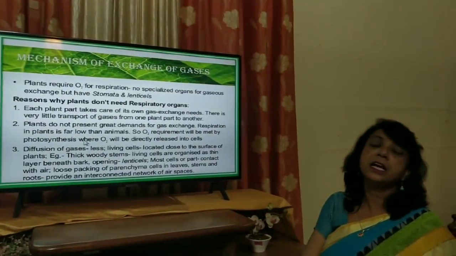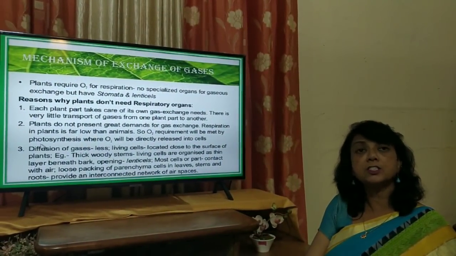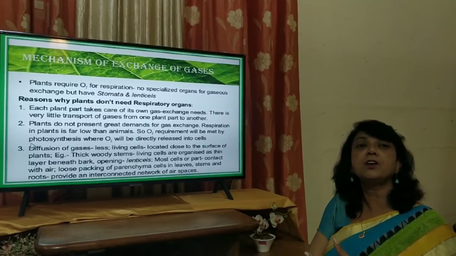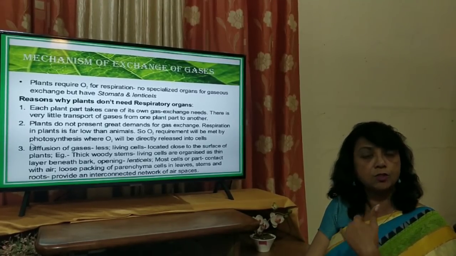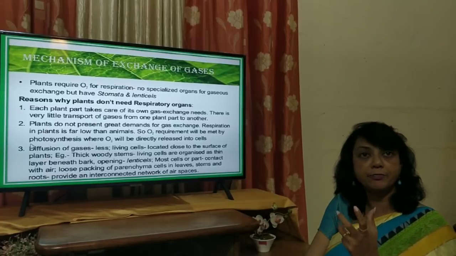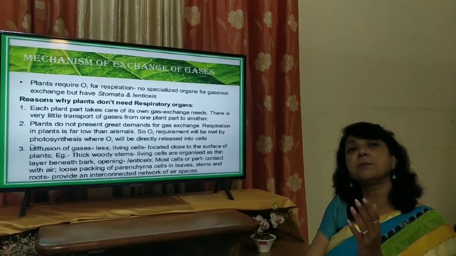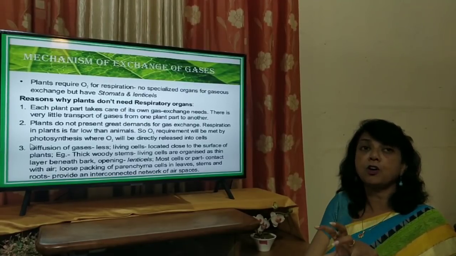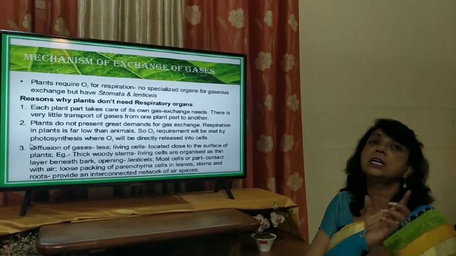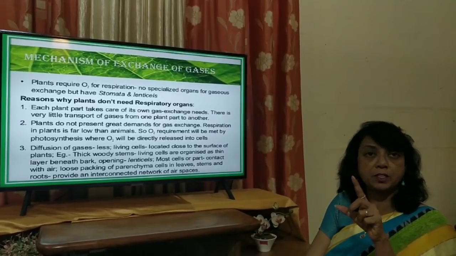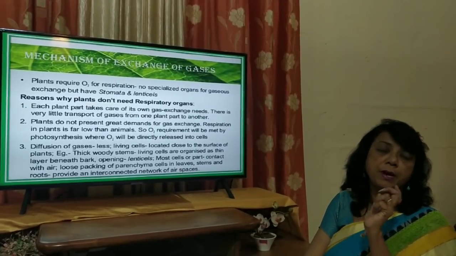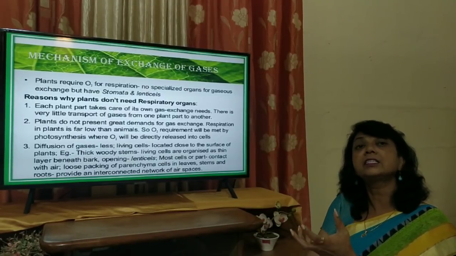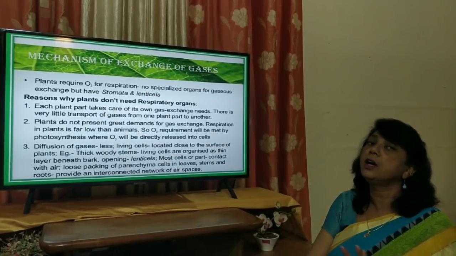That means that during the process of photosynthesis, as we have studied, carbon dioxide is taken in through the stomata to prepare the food, and as a byproduct, oxygen is given out. This oxygen occupies the space in between the air spaces of the spongy parenchyma cells. So, this oxygen is again utilized for respiration.